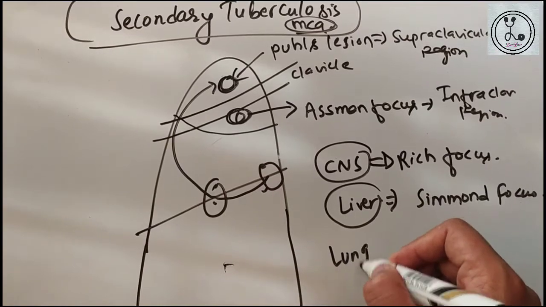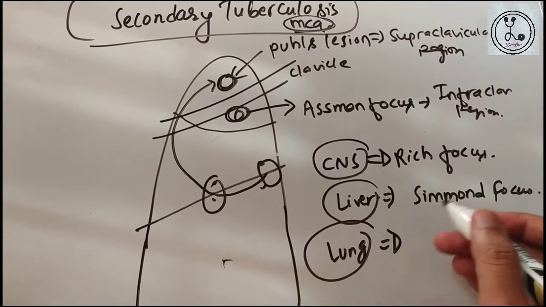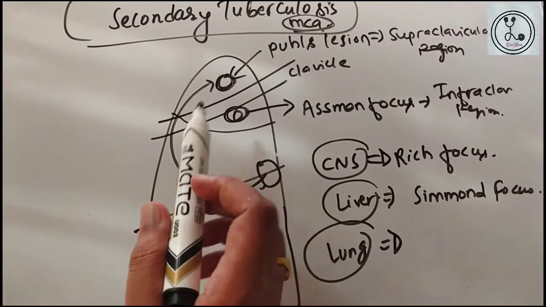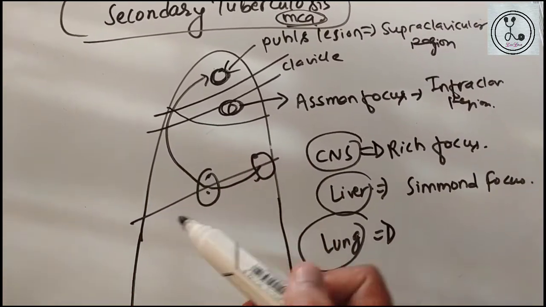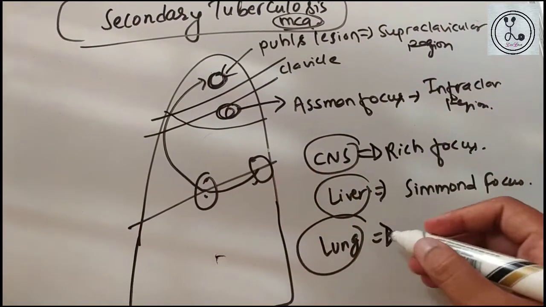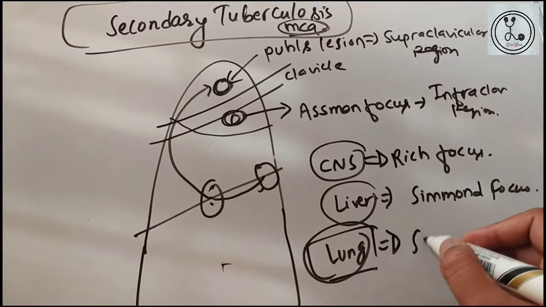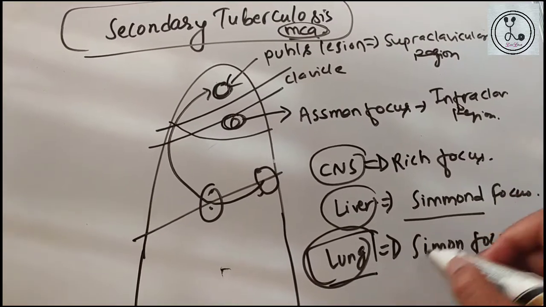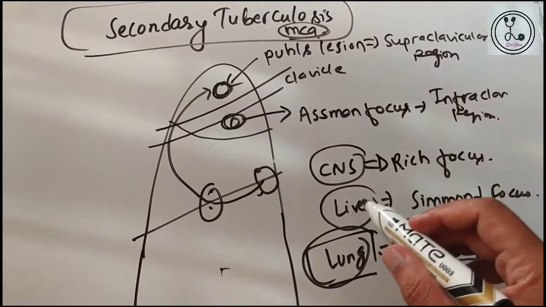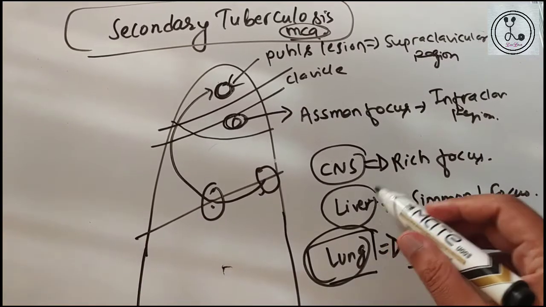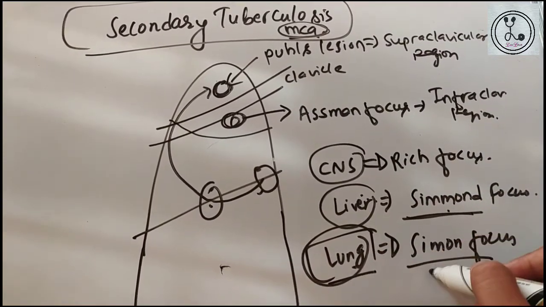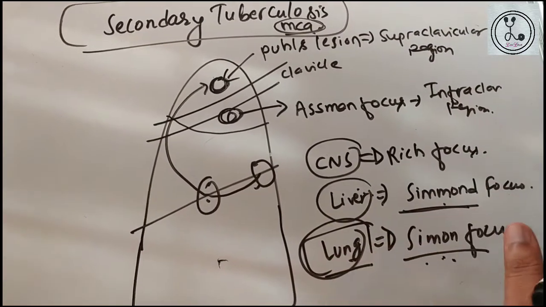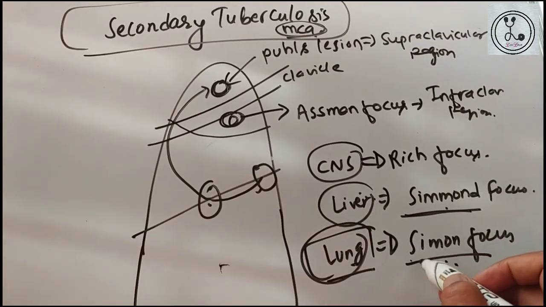And again, if the bacteria affect the lung, but the secondary lesion in the lungs remains inactive in the lung itself, then such a lesion is known as a Simon lesion. Simon focus we can say. So there is a difference, Simon and Simon. The Simon focus is in the liver, and these are the active foci where the bacteria are present. But in the lung, the bacteria are not present; it has a healed lesion but the bacteria died. So such lesions in the lungs are known as Simon foci.